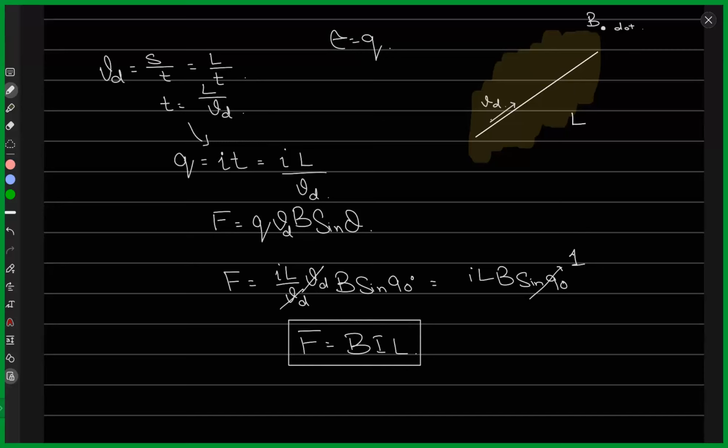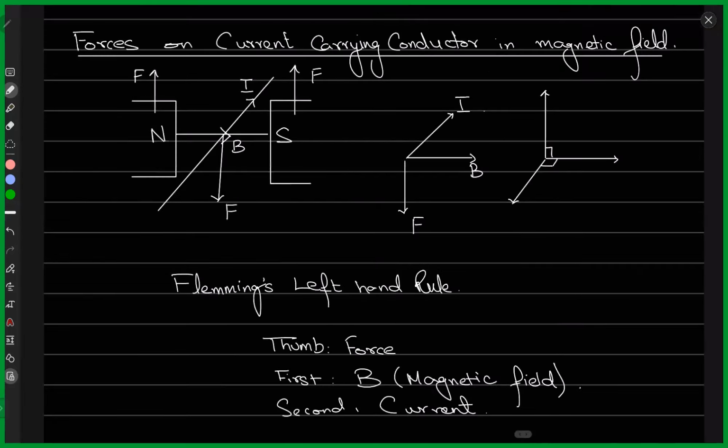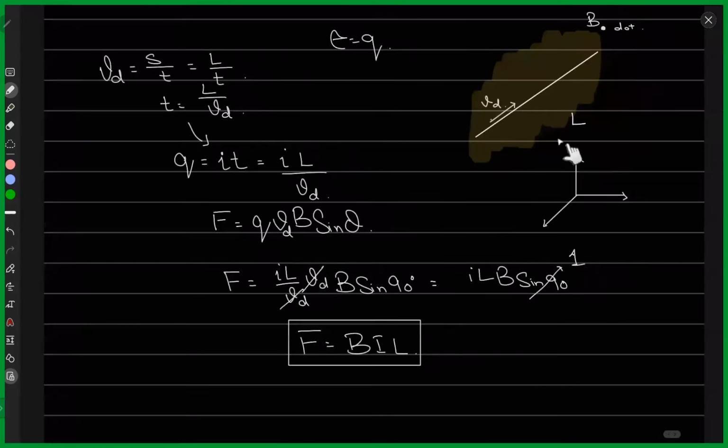Why is it sine 90? Because it is perpendicular. If you remember from Fleming's left hand rule, this was the axis that we had. One of them was current. If you go back over here, this is current, this is magnetic field, and this is force. Force is perpendicular to the magnetic field. So this angle is 90 degrees. That's why we have sine 90. Is that okay?